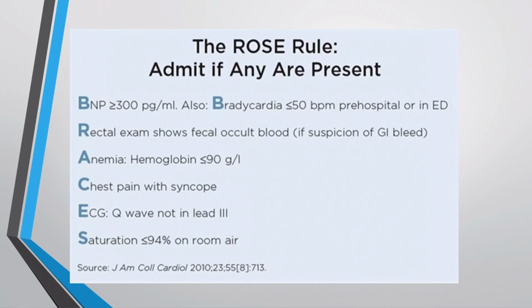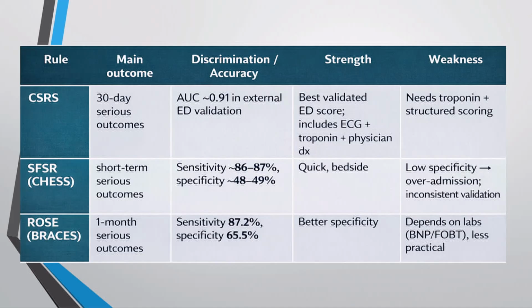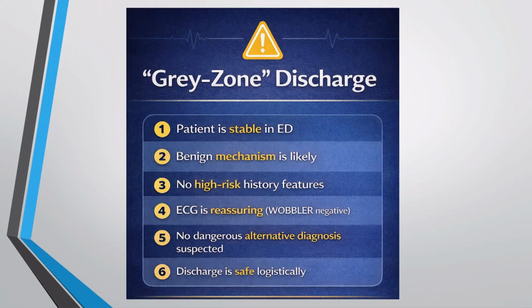There is another score known as the Rose score, where we use the blood BNP levels, heart rate, rectal examination for fecal occult blood, anemia, chest pain, ECG changes, and saturation levels. But this is not used these days in the emergency department. This is just a comparison of all the syncope scores, and from an ED point of view, we usually use the Canadian syncope rule.